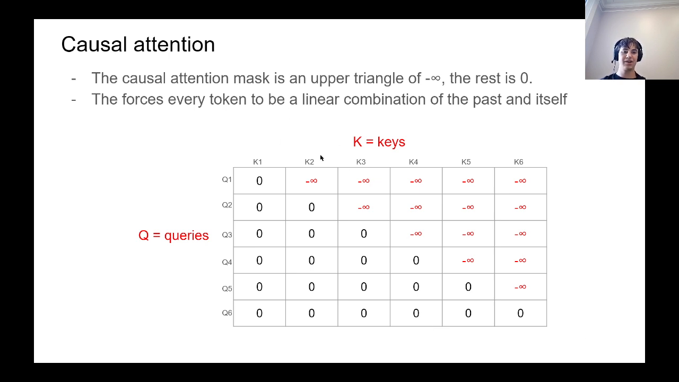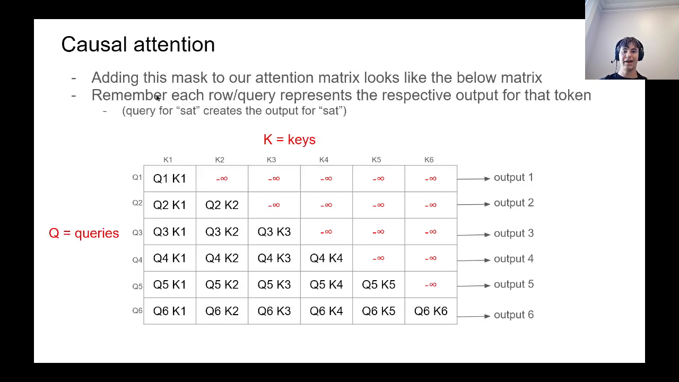So we define this upper triangular matrix of negative infinities, and the rest are zeros. Then we add it to the matrix that we had before, the queries and keys for "the cat sat on the mat". This is just adding the mask to the attention matrix. Notice we only take the inner product of Q1, K1. Here we take the inner product of Q2, K1 and Q2, K2. So output 1 is only going to be itself, but output 2 will only be a combination of these. So there you go.